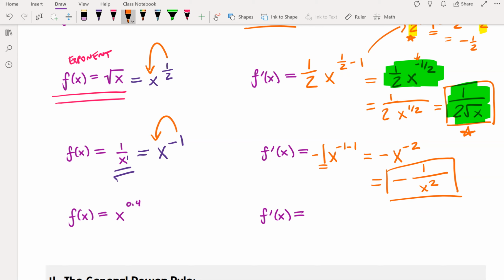Okay, let's do this x to the 0.4. The derivative would be: take the 0.4, put it out in front, 0.4 x to the 0.4 minus 1.